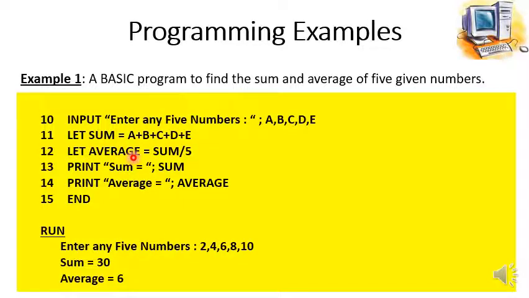Sum is equal to, it will be printed as it is, and the other sum variable, its value will be printed, which is 30. If we add up these 5 numbers, it will give us 30, and the average is equal to, it will be printed as it is. Whatever we write inside the double quotation mark, it will be printed as it is, and the value of average, which is calculated here in this statement at line number 12, it will be printed. So the value of average is 6. We can see it in the output.